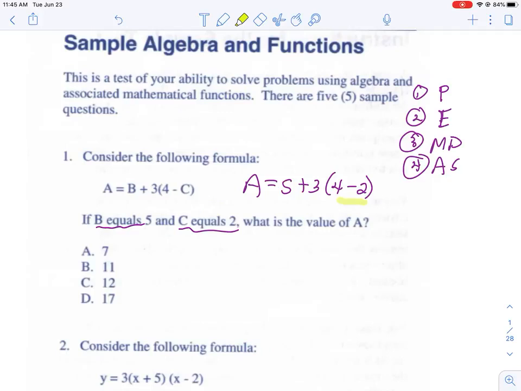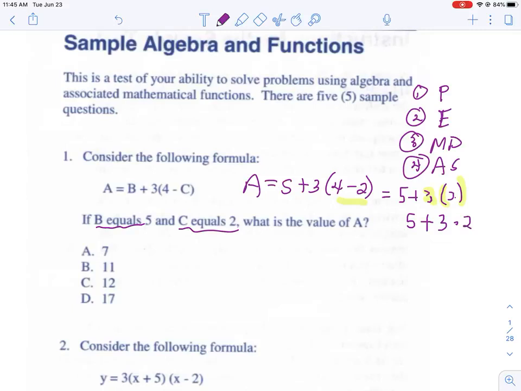Okay, so you're going to do that. So we're going to get, sorry, my Apple Pencil here died. We're going to get 5 plus 3, and then this parenthesis here is going to give us a 2. Now, what that means next is when a number butts up against a parenthesis like that, we can replace that now with a multiplication symbol.